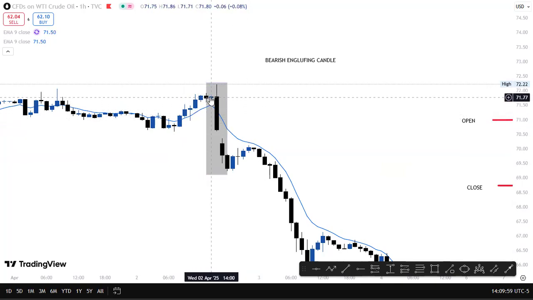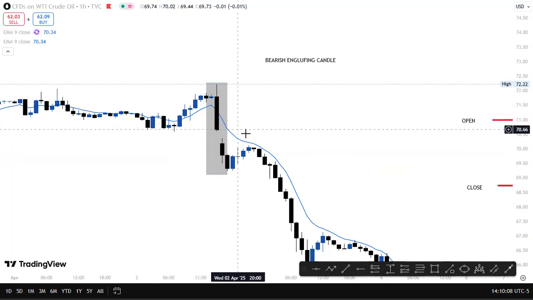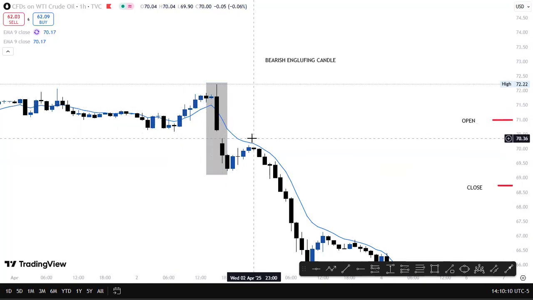But this one, I told you, can engulf more than one candle, right? It can engulf more than one previous candle. But at this point, it even engulfed more than one. So this one, like this, is considered a bearish engulfing candle.